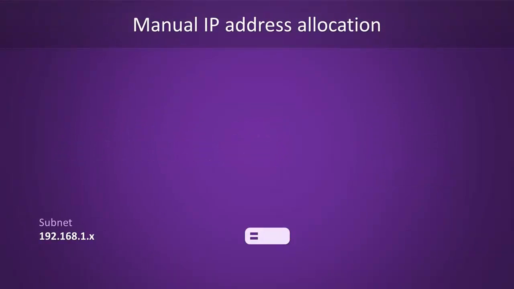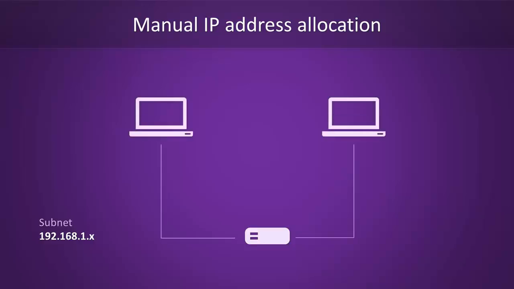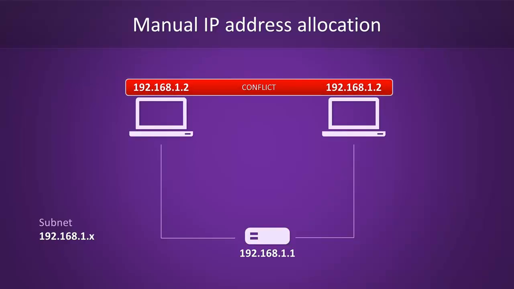In our example network, every host will have an address that starts with 192.168.1. At the center of our network, we have a router that is wired up to two hosts. A common way to assign addresses would be to give our router the .1 address and to give the hosts the .2 and .3 addresses respectively. If someone accidentally gave the same IP address to both computers, we'd have an IP conflict on our hands.